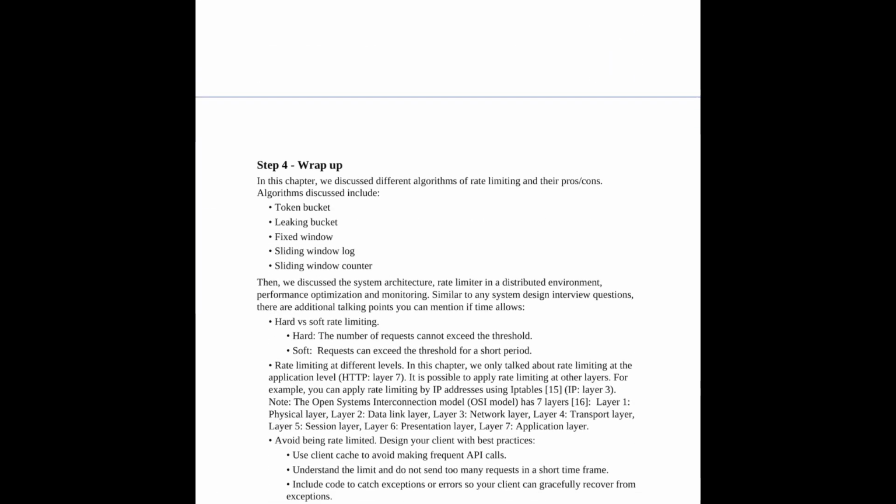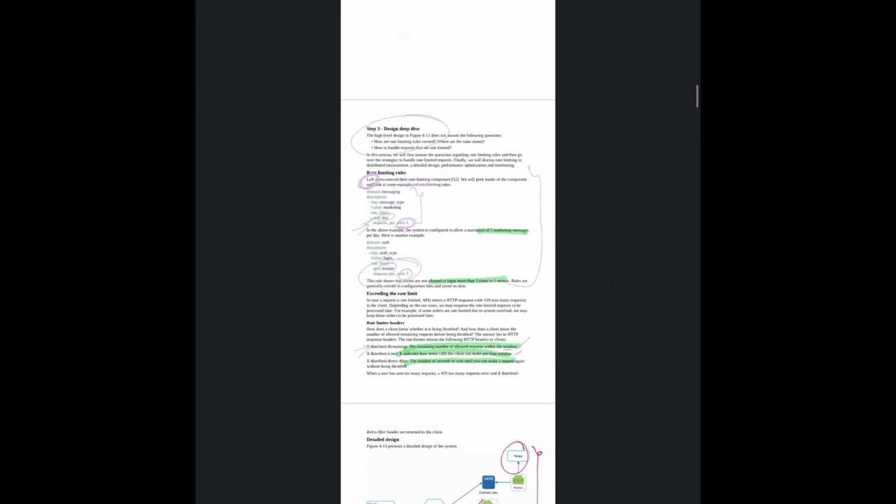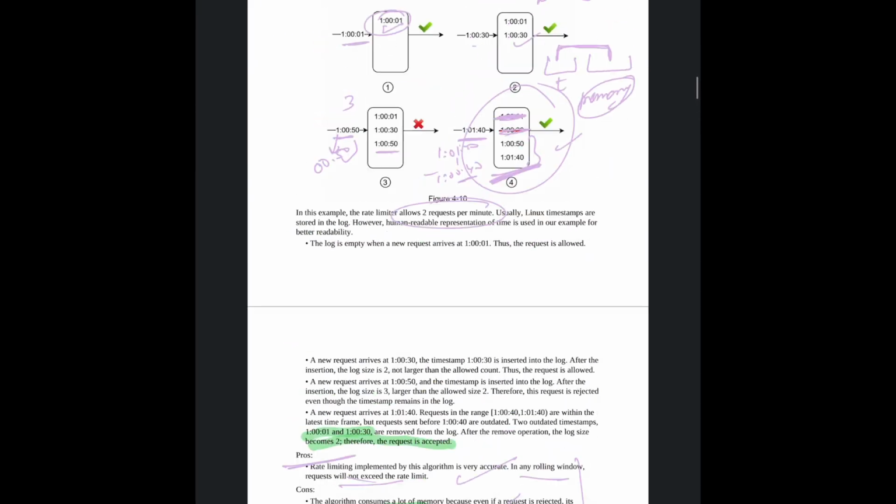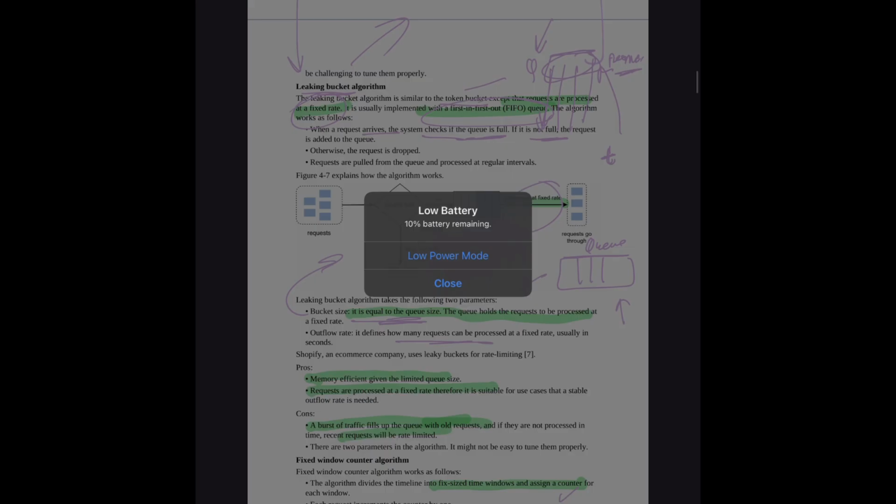So I guess that's it. It is a very good topic, as in I personally love this topic, designing a rate limiter. When I read this I was happy.